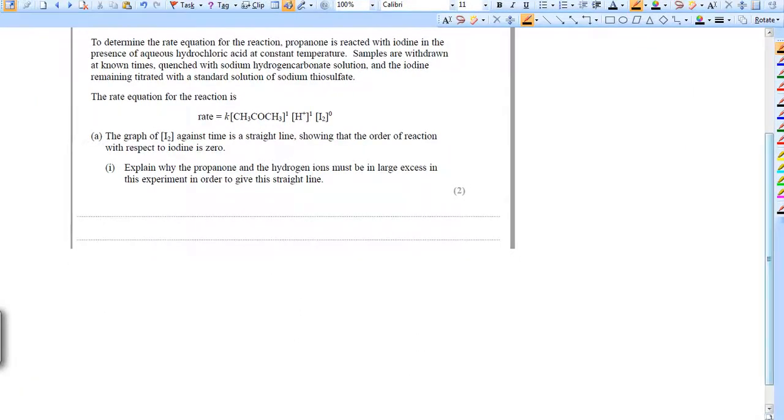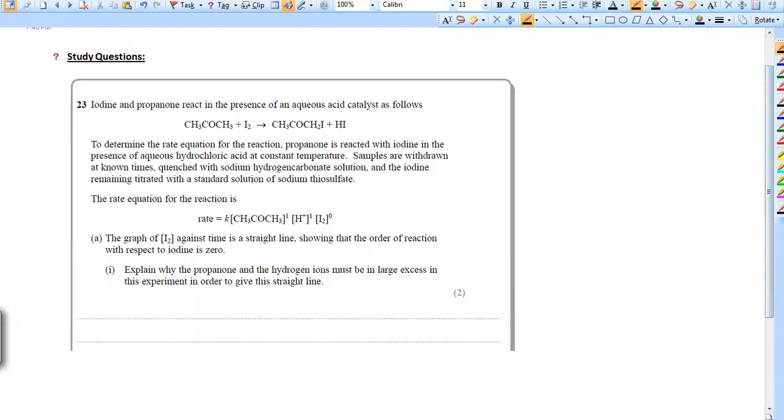This is the study question for today. Let us first read this question. Iodine and propanone react in the presence of an aqueous acid catalyst as follows. This is propanone reacting with iodine, giving iodopropanone and hydrogen iodide.